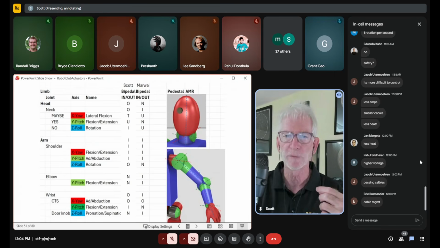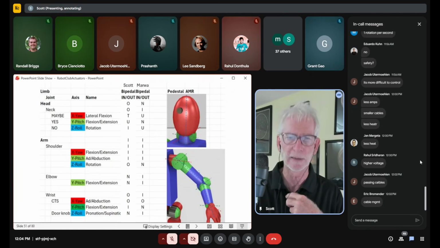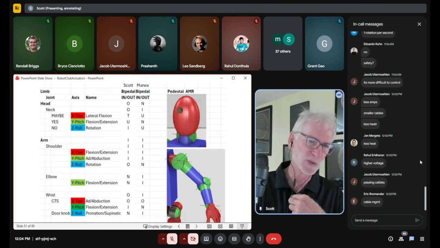So starting from the head, we went down and looked at the neck. You could have 3 degrees of freedom in the neck that are usually lateral flexion, extension, back and forth. And then what I like to say is you have yes, which is the pitching this way, the no, which is the roll, and then the side to side, which is your maybe.